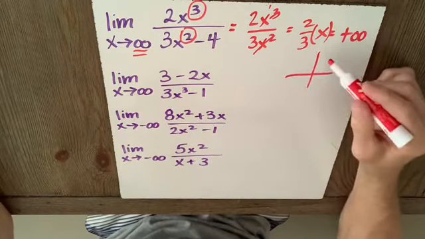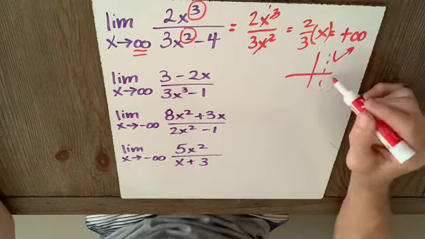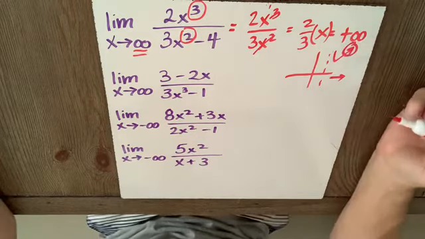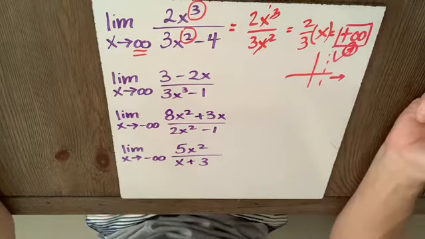This graph happens to look like this. As x gets really big this way, you can see the y's are heading off the charts positive. Remember, we're looking for the trend in y.